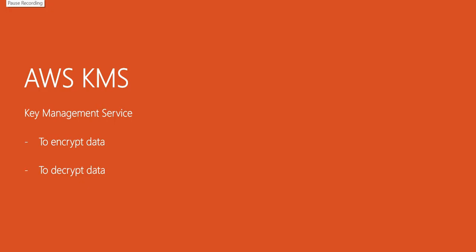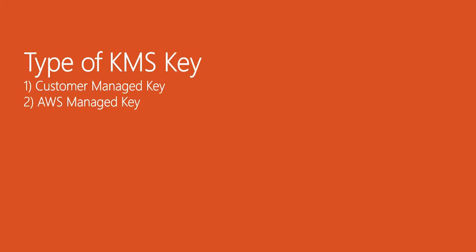So AWS KMS is used for encryption and decryption of the data. In AWS KMS there are two types of key. First is customer managed key and second is AWS managed key.